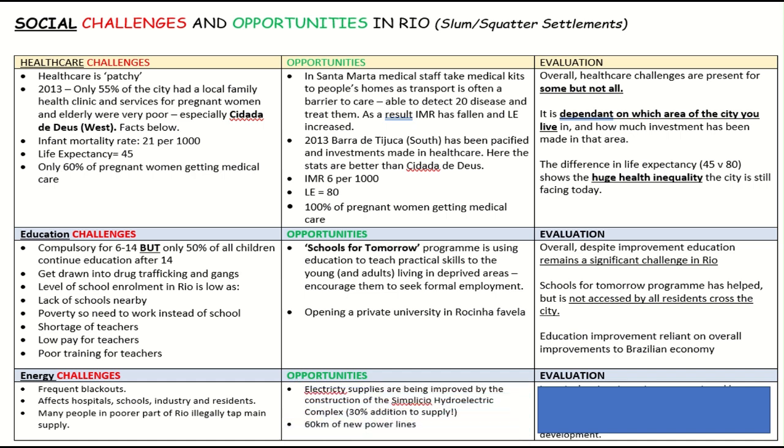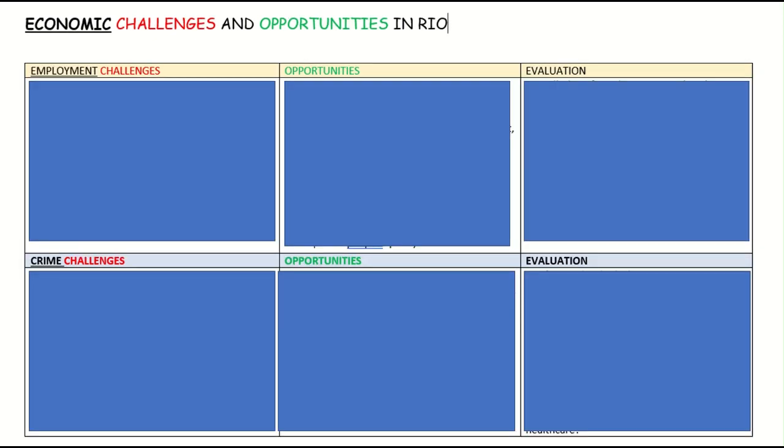But they have built over 60 kilometres of new power lines across Rio, and they are being improved by a new hydroelectric complex, the Simplico hydroelectric complex, in addition to that. And again, if we look at some evaluation here, the idea is that more stable energy will encourage economic development for Rio. So on to economic.